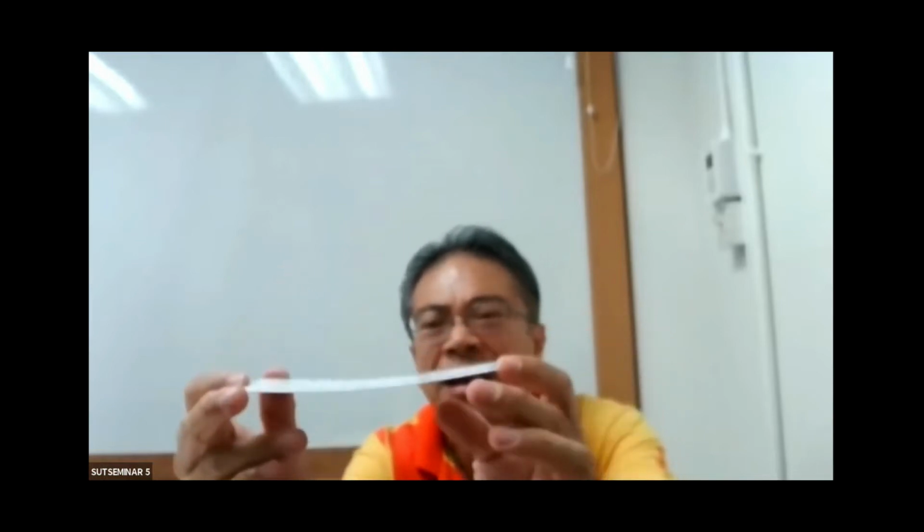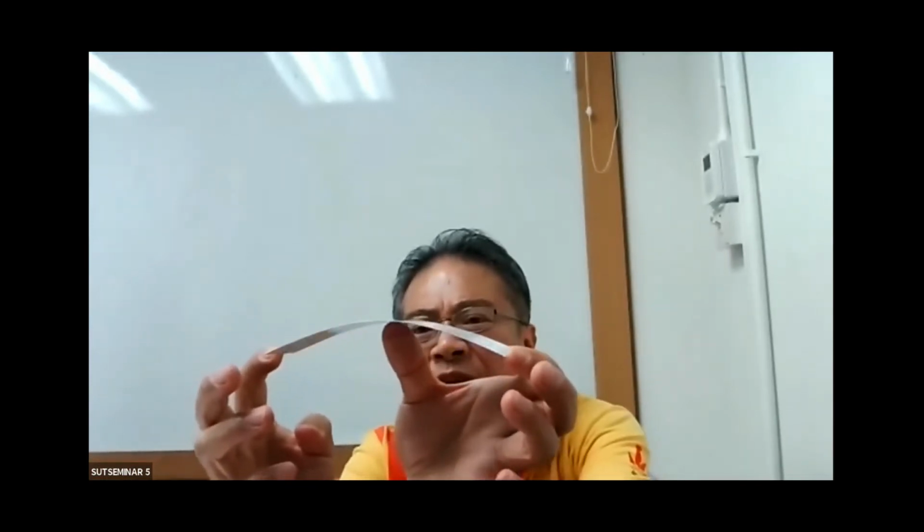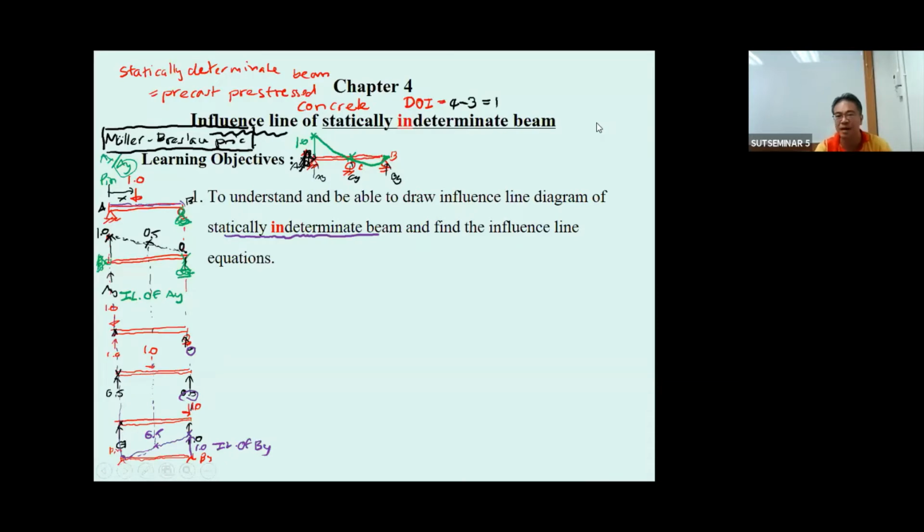And then if you like to draw the influence line of C sub y, you just release the ability to resist of C sub y, and then you push it up for 1 unit. You get this shape to be the influence line of C sub y. So by doing this, let me draw the influence line diagram of the B sub y.